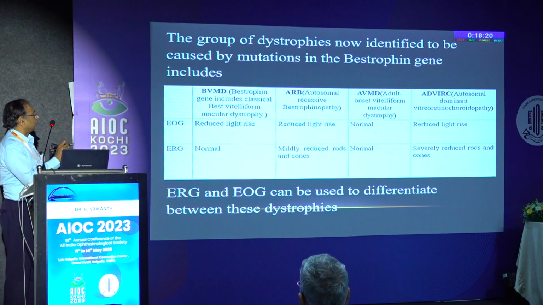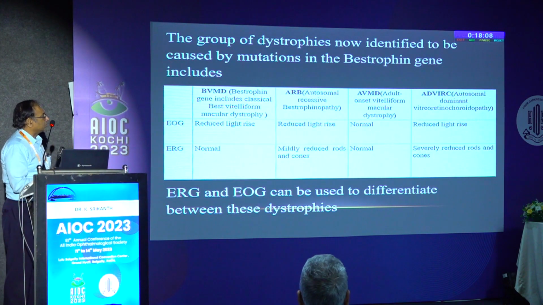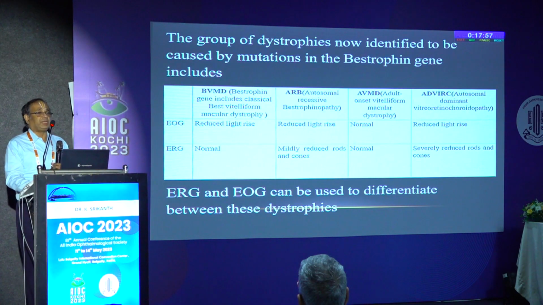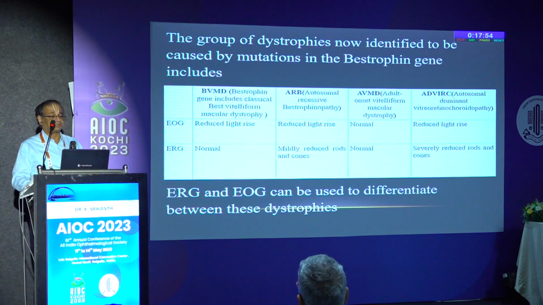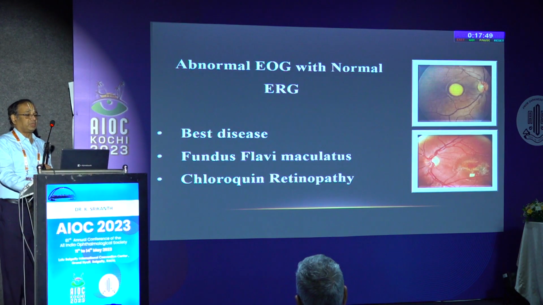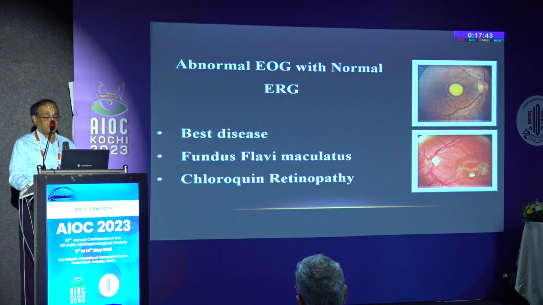So in autosomal recessive, reduced light rise is seen. So here mildly reduced rod and cone response. So here it is normal. Here it is normal. So like that, this is how these are used to differentiate between the place of the lesion and the type of dystrophy. So these are a few diseases where there is an abnormal EOG with normal ERG: seen in Best disease, fundus flavimaculatus, as sir told, and also in chloroquine retinopathy.